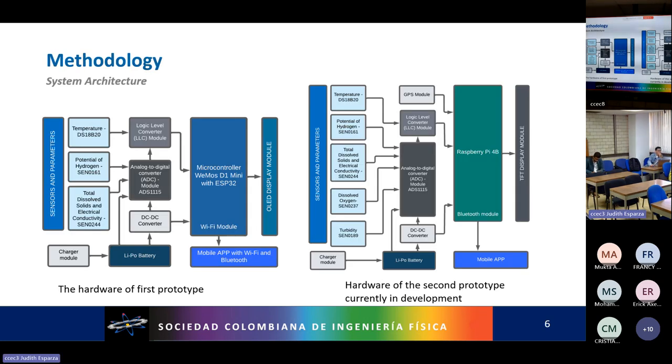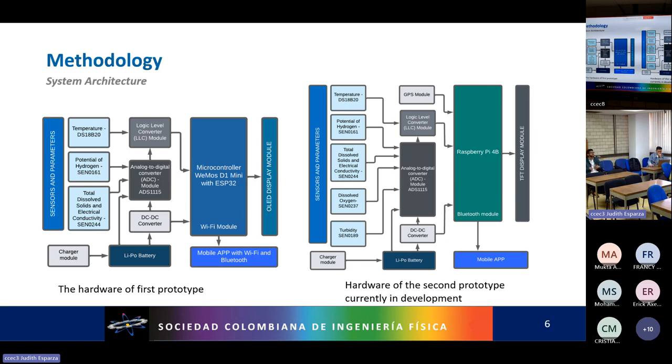For the first prototype, we used the ESP32 mounted on a development board, and it has three sensors for four parameters. The first sensor is for temperature, and it has a digital output, and another sensor has an analog output. With the last sensor, we measure two parameters because there is a relationship between them. So total dissolved solids is equal to half the electrical conductivity.